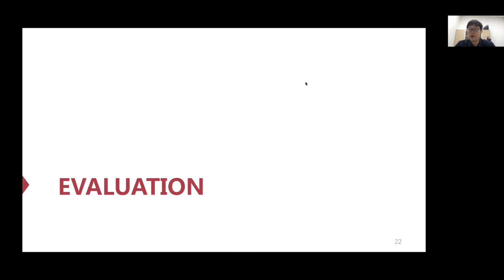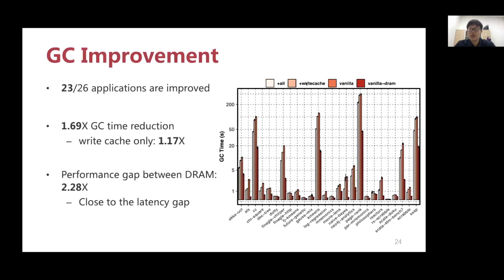Now we'll briefly introduce the evaluation. We use 26 applications in all from Renaissance and Spark. And the figure shows that 23 of the 26 applications can be improved with our optimization. And for the average GC time reduction, we can reach 1.69 times GC time reduction if we use both optimizations.